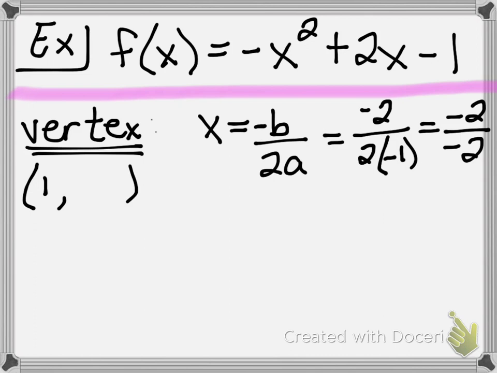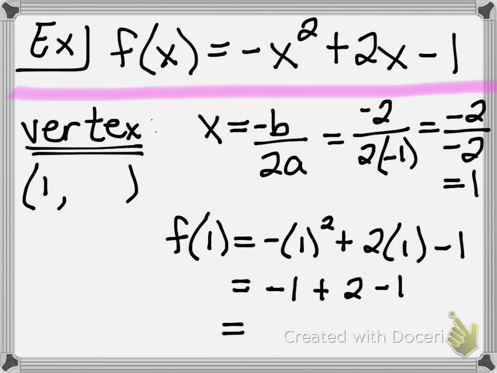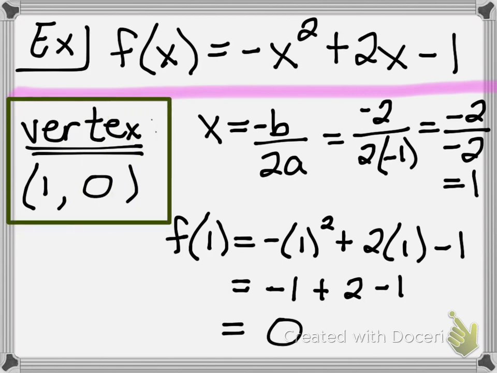To find the y value, we substitute the value that we just got into our equation. F of 1, or y equals, and we substitute. 1 squared is 1, with that negative out in front, plus 2 minus 1, which equals 0. So the vertex is 1, 0.